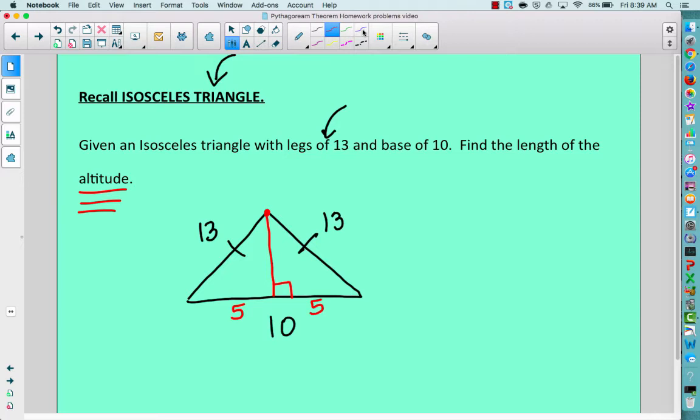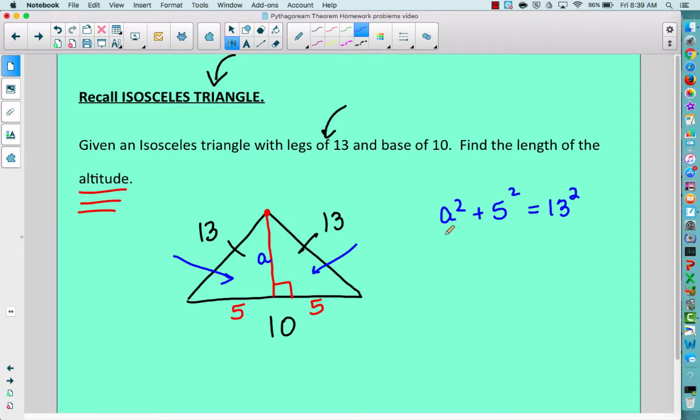So it wants us to find the length of the altitude. I'm going to put an A right there. Now you may see that we have a right triangle right here and right here. We can use either one. So A squared plus 5 squared, it's important that we cut that in half, it wouldn't be 10 squared, equals 13 squared.